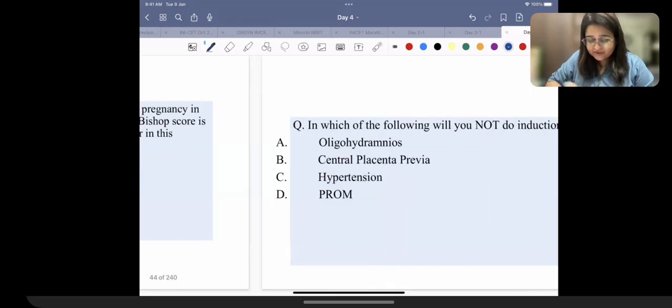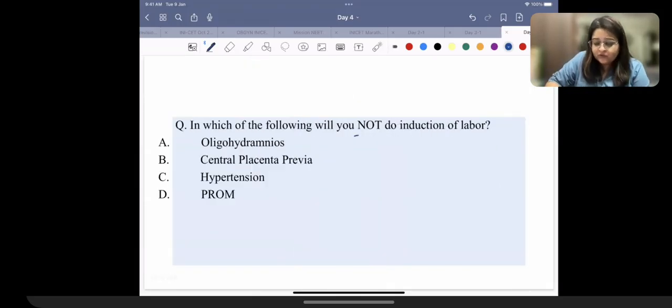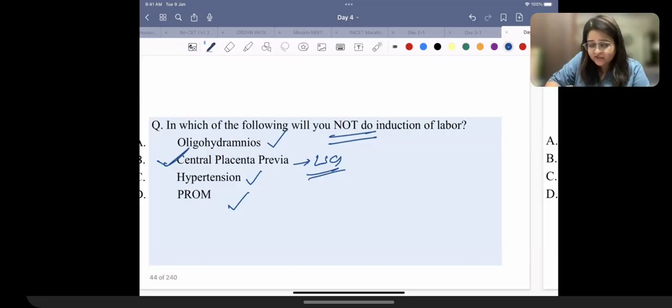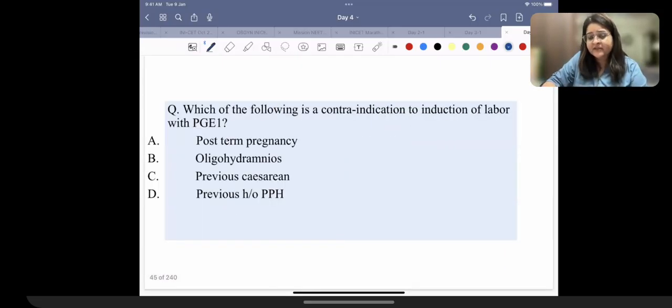Which of the following will you not do induction of labor? You'll induce oligohydramnios? Yes. You'll induce preeclampsia? Yes. PROM? Yes. Why won't you induce placenta previa? Because here you're not going to achieve a vaginal delivery. She'll start bleeding. You have to do a cesarean section. So where you know a cesarean section has to be done, there you will not induce labor.